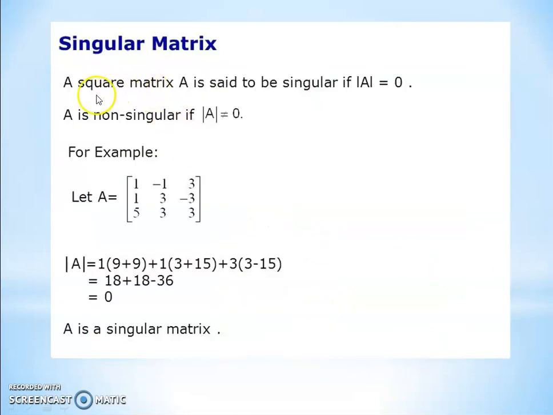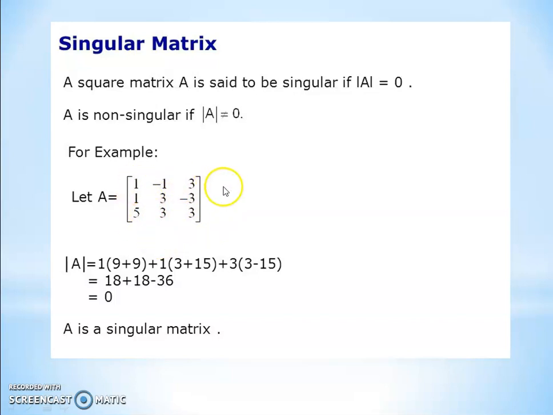Now, a square matrix A is said to be singular if determinant of A is equal to 0. A is non-singular if determinant of A is not equal to 0. Let us check the example. A is equal to 1, minus 1, 3, 1, 3, minus 3, 5, 3, 3.